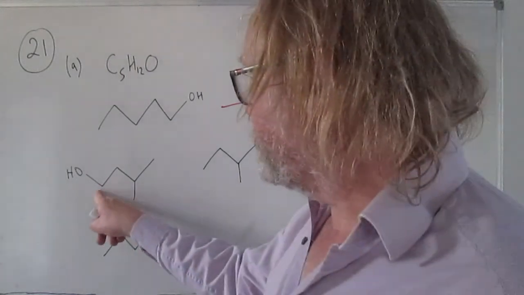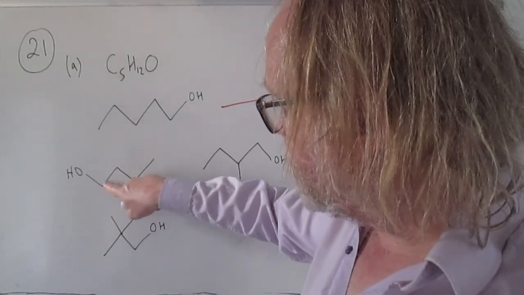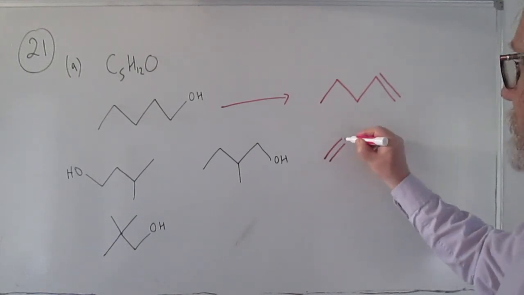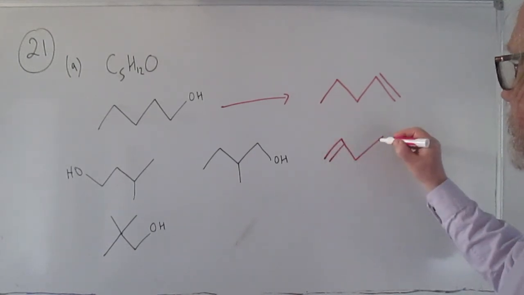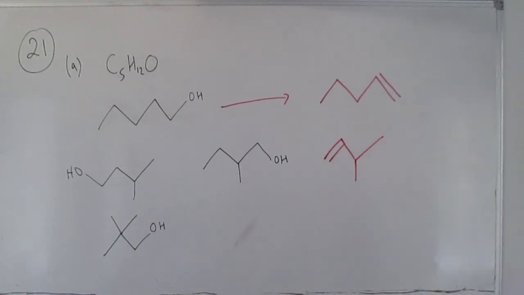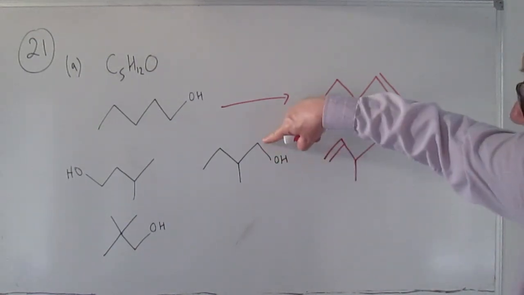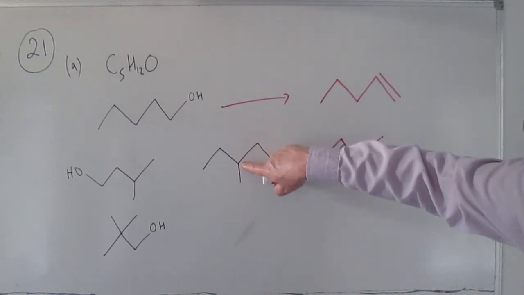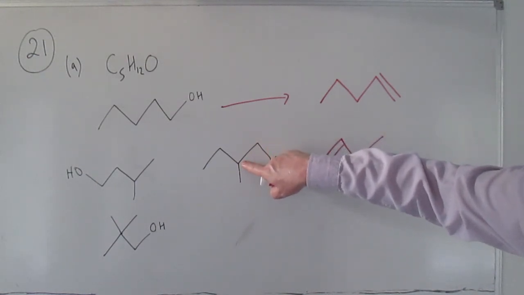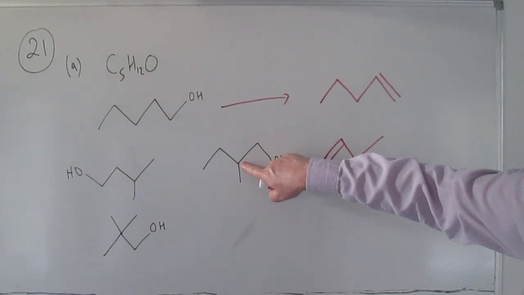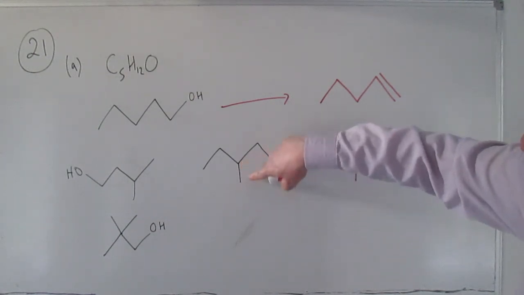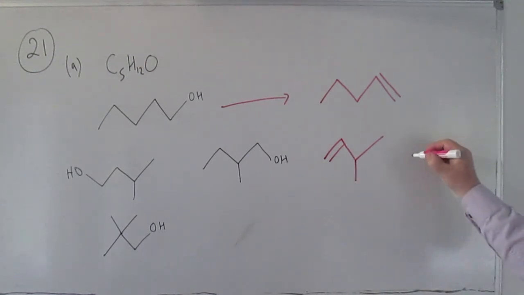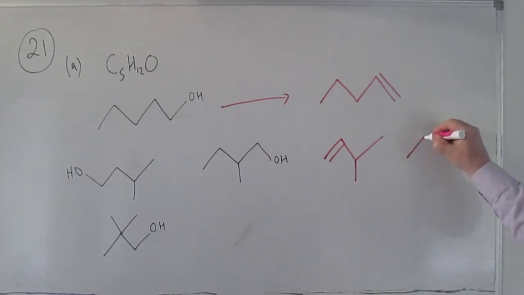If we do this one, we'll lose the OH from here and a hydrogen from there, and that will give us this product. If we do this one, we'll lose an OH from here and a hydrogen from there, so we just have to check, is there a hydrogen there that we can remove? But yes, there is, because that carbon has 3 other carbons attached, so it must have a hydrogen as well, so that's fine, we can do that, and that will give us this compound.